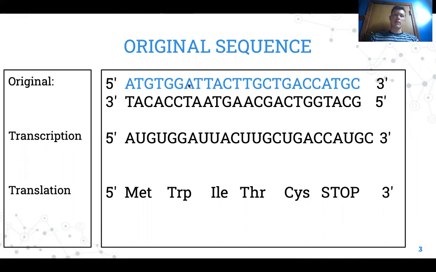So up top here, we have our coding strand of DNA. You can see that highlighted in blue. And then in transcription, you have mRNA that's converted from that DNA strand, and then the corresponding amino acids that are coded for by those three base pair codons.